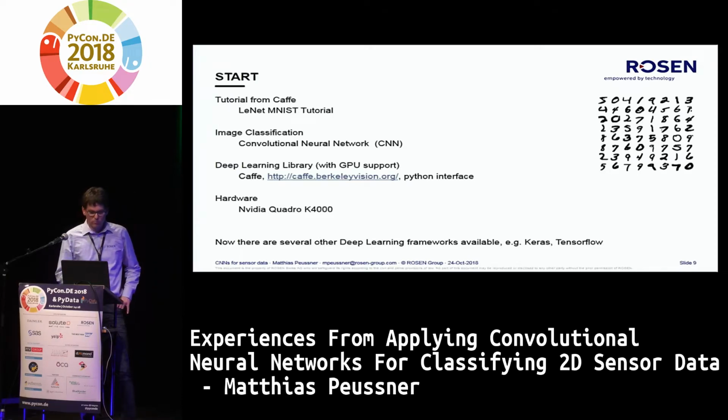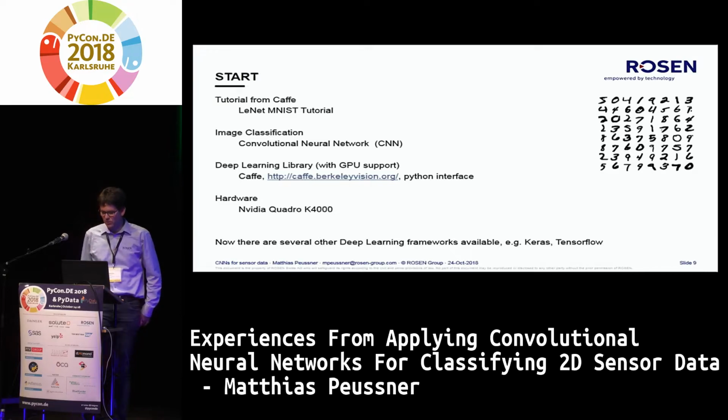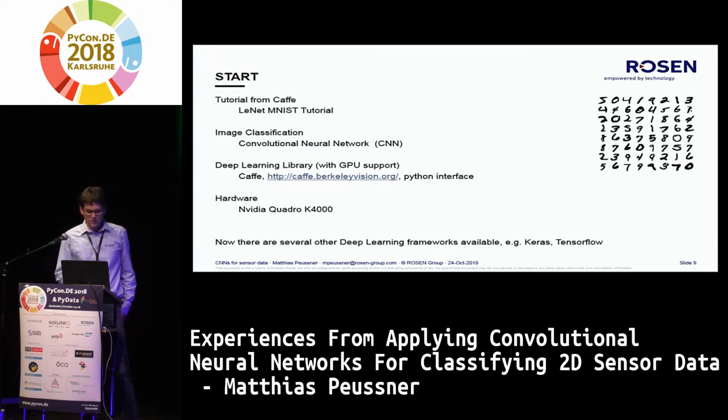Maybe some of you have already seen or done this tutorial. It's a very simple one. I used it from the Caffe framework. It's the LeNet MNIST tutorial, so it's classifying handwritten digits from 0 to 9. I just took over the network from this tutorial and tried to insert our sensor data into it.